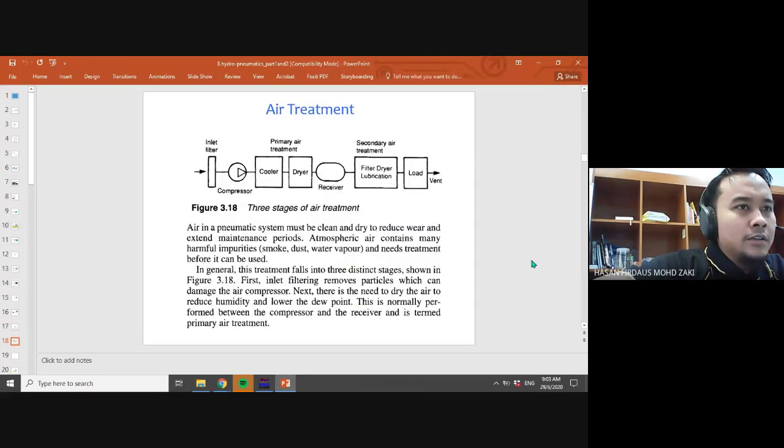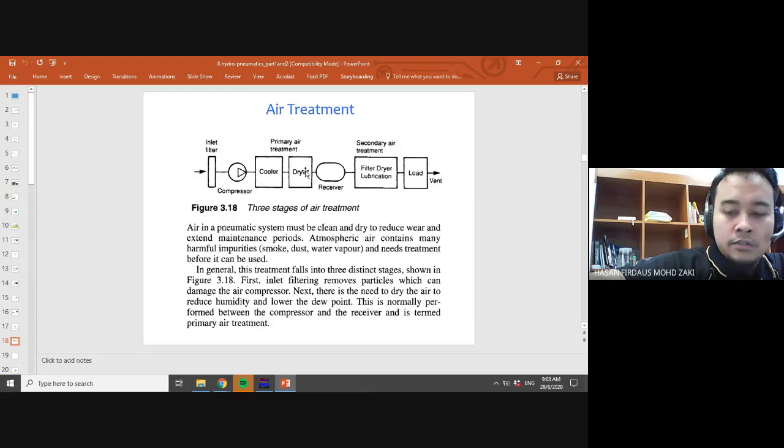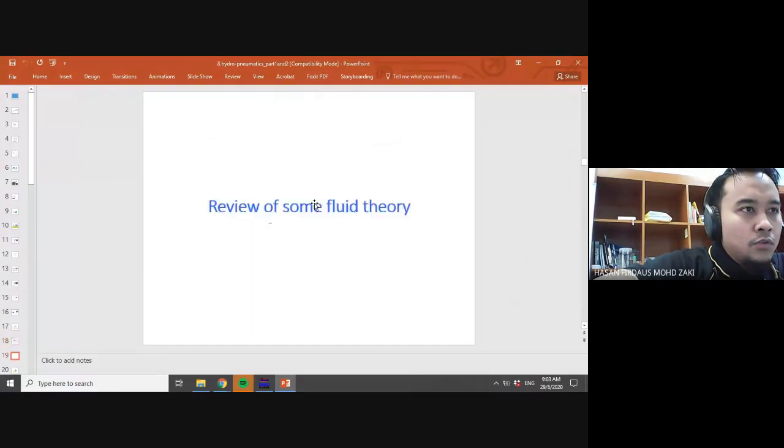From the compressor to your system, you have the cooler, because compressed air is very hot. So you have the cooler, and then you have the dryer, to remove the air mist. Okay, you go by yourself on this one.